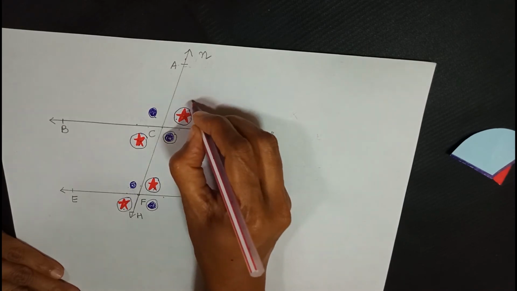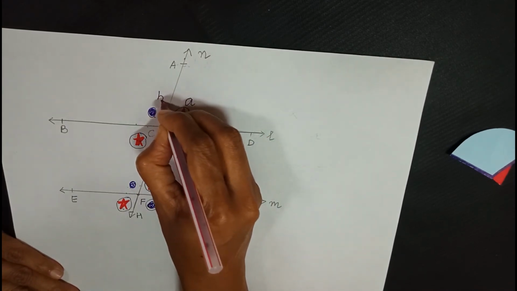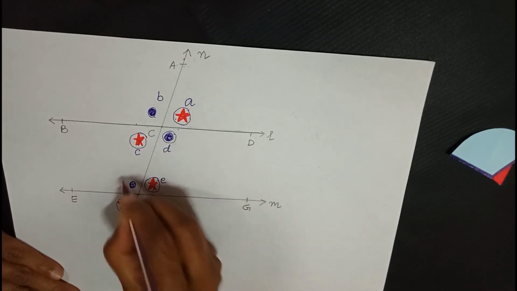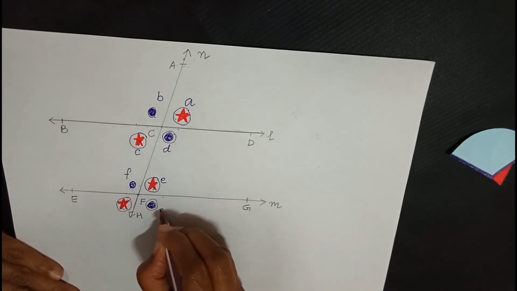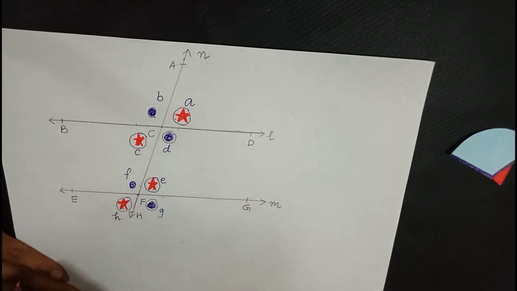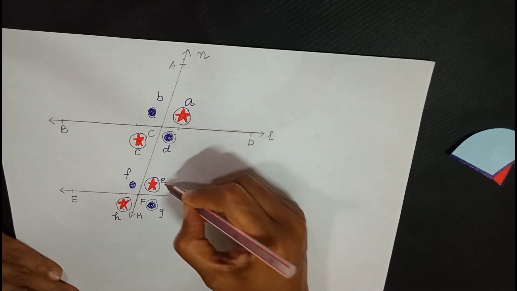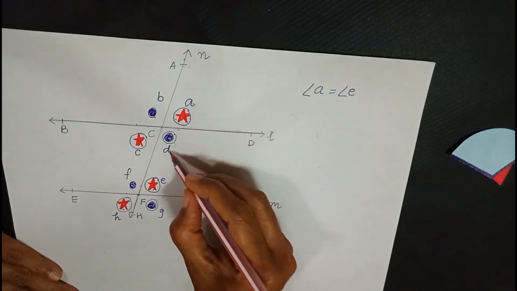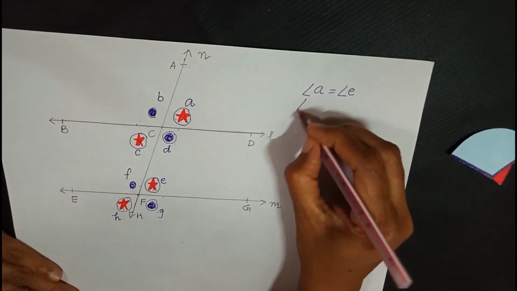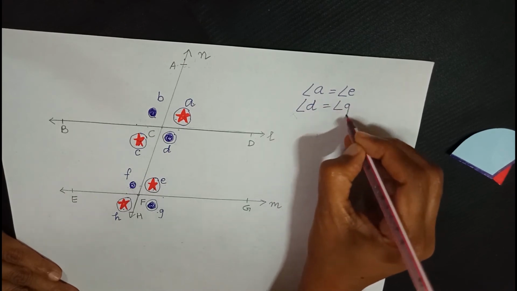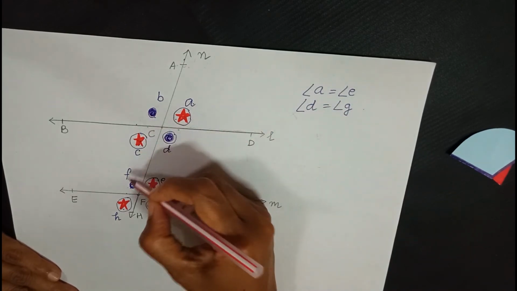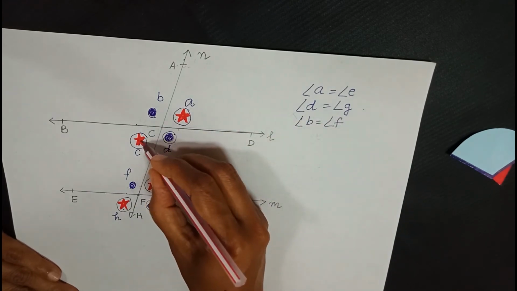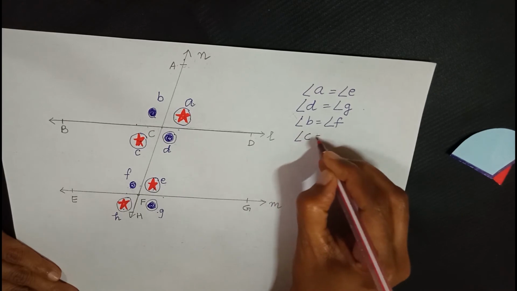Right? Let me give them some name. Let us say this is angle A, this is angle B, this is angle C, angle D, angle E, angle F, angle G, and angle H. So from here what we come to know, angle A is equal to angle E. This is one pair of corresponding angles. Then angle D is equal to angle G. This is also the second pair of corresponding angles. Angle B is equal to angle F. And angle C is equal to angle H.